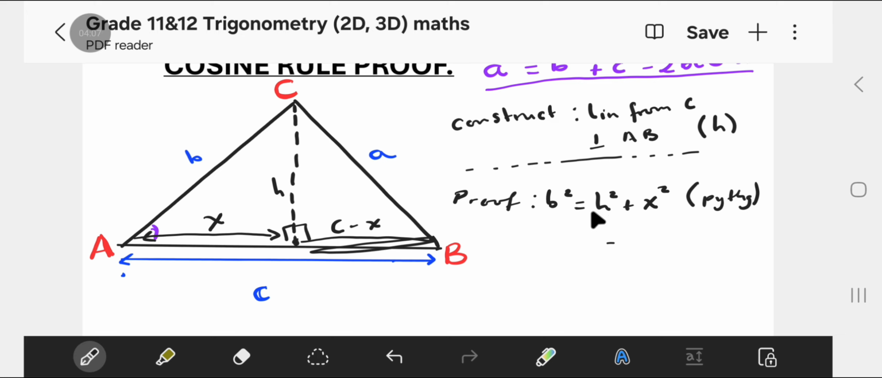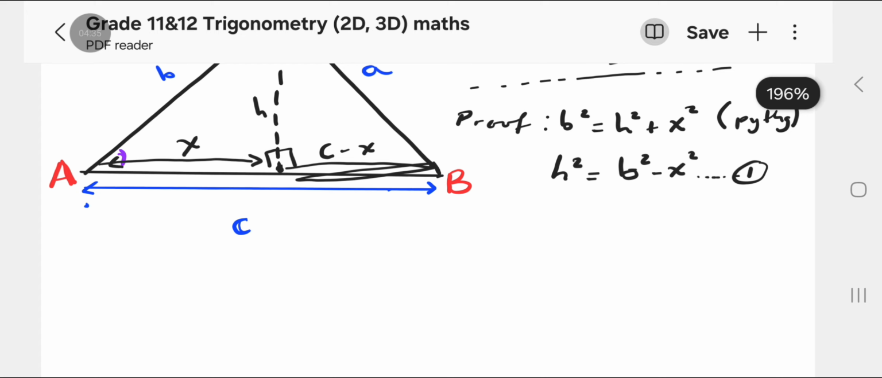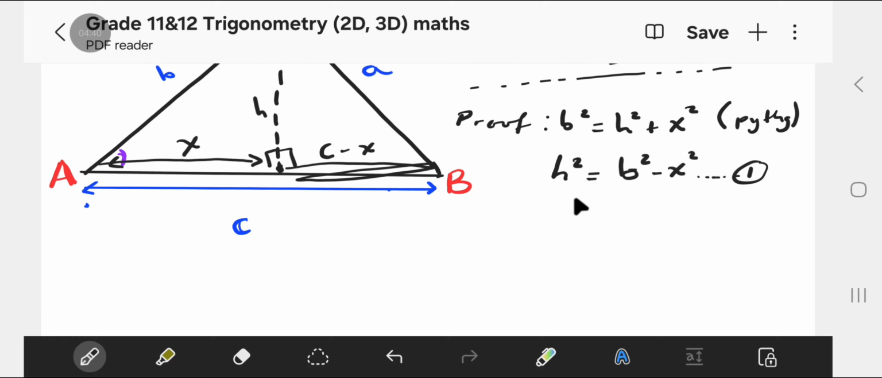So what else? It means that we can make H the subject of the formula. So our H squared becomes our B squared minus our X squared. So we took our X squared to that other side, and here we're remaining with H squared. So we can call this our equation number 1, like that, right? So let's go on with our proof. So let's not forget about this equation that we made.